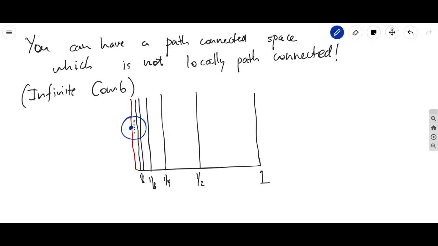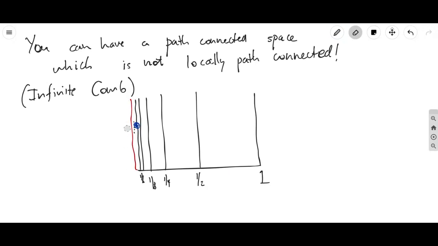And it does not matter how small you make it, it will always be disconnected. So you can never shrink that open disk small enough that when you intersect it with X, you end up with something that is path connected. You can do this with the other ones, by the way. The whole issue occurs on the red one. If you do it on, let's say, 1 over 8, then yes, you can do it. If you draw the disk small enough, it's not intersecting anything else. It's only going to intersect that line, and you get a line segment, which is path connected.